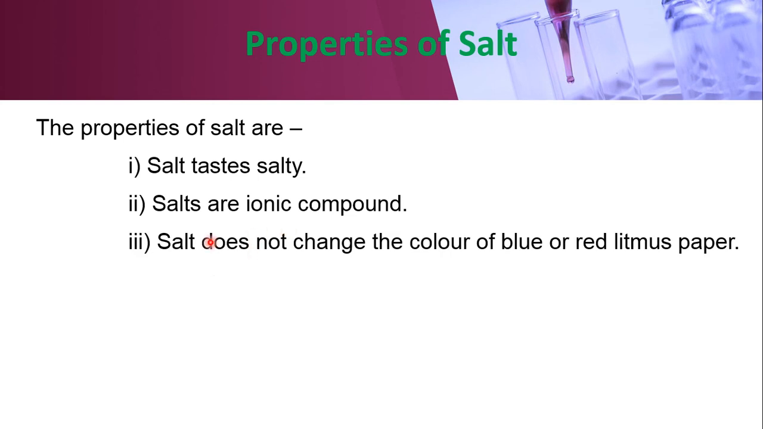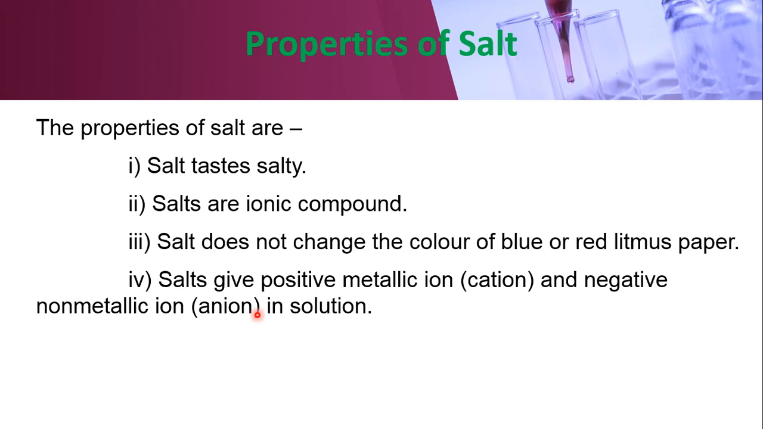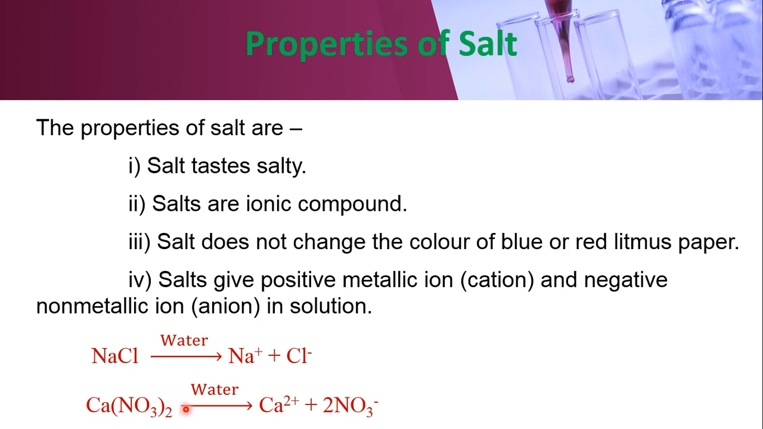Salt is a neutral compound, so salt does not change the color of blue or red litmus paper. Salts give positive metallic ion, that is cation, and negative non-metallic ion, that is anion, in solution. For example, sodium chloride gives positive sodium ion and negative chloride ion. Calcium nitrate gives positive calcium ion and negative nitrate ion. So these are the properties of a salt.